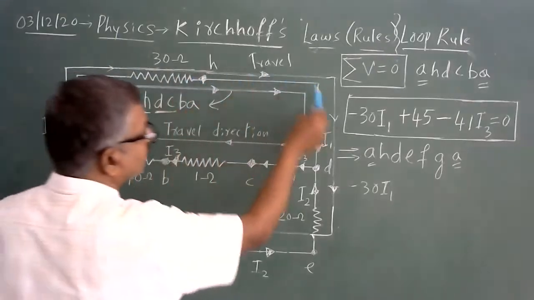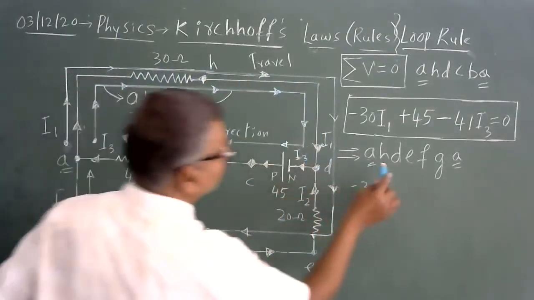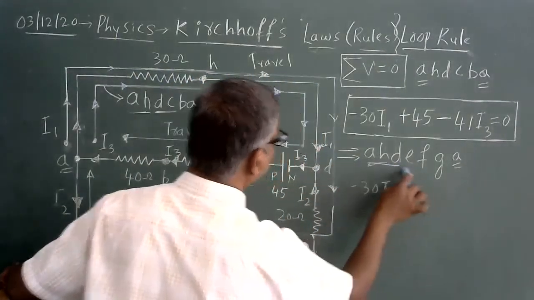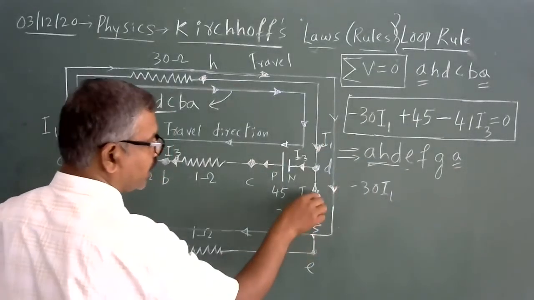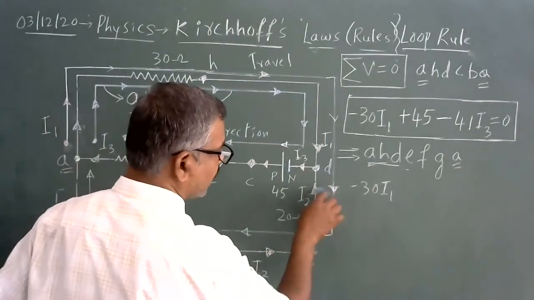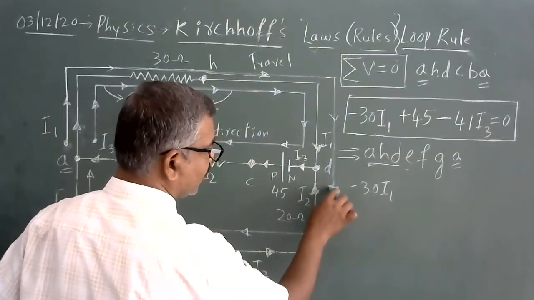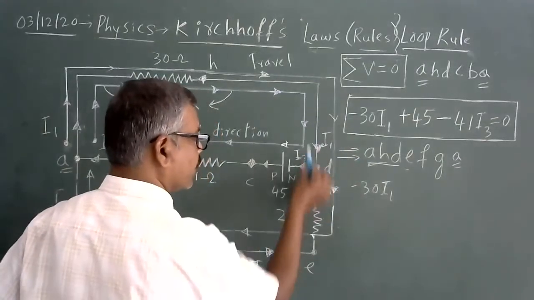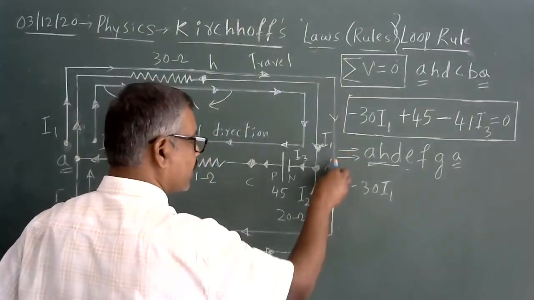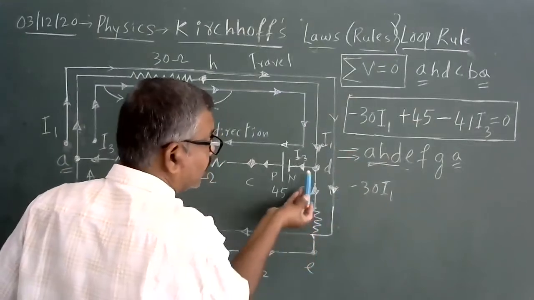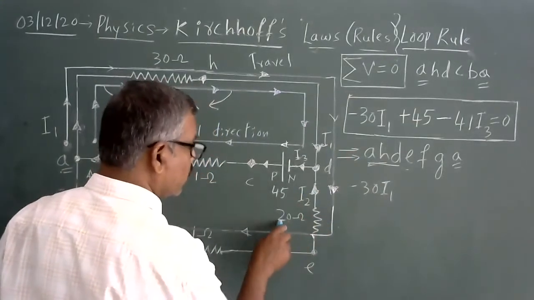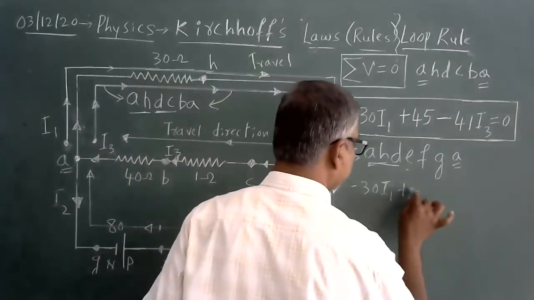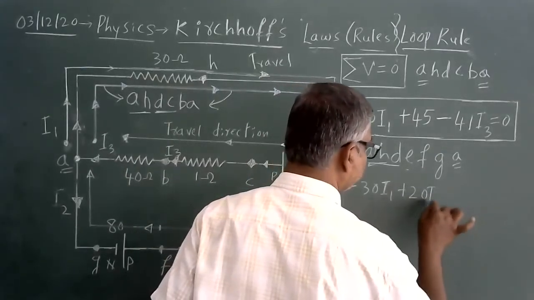Next, I travel from A to H, H to D, and reach D. Now, when I move from D to E, there is a resistor of 20 ohm. The direction of current and the direction of travel are opposite. You can notice the travel direction is downward, and the current is upward. Since they are opposite, I can take the product positive: 20 I2 means plus 20 I2.